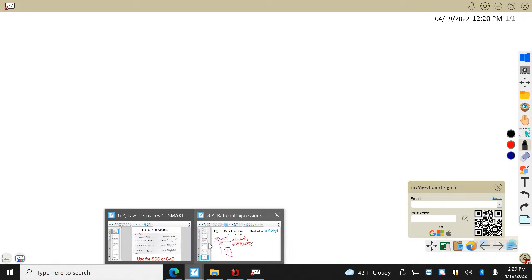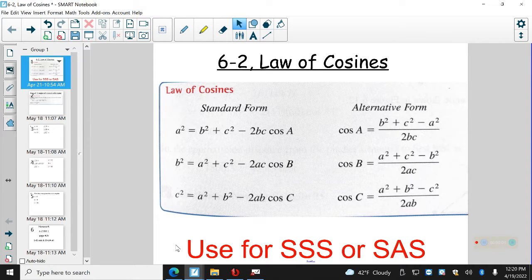Okay, here we go. The next section we're talking about today is going to be the law of cosines. Now, yesterday we did the law of sines. The law of sines is used for angle, side, angle, angle, angle, side, and side, side, angle. Yes? Those are what we use the law of sines for. Today we're going to be doing the law of cosines.